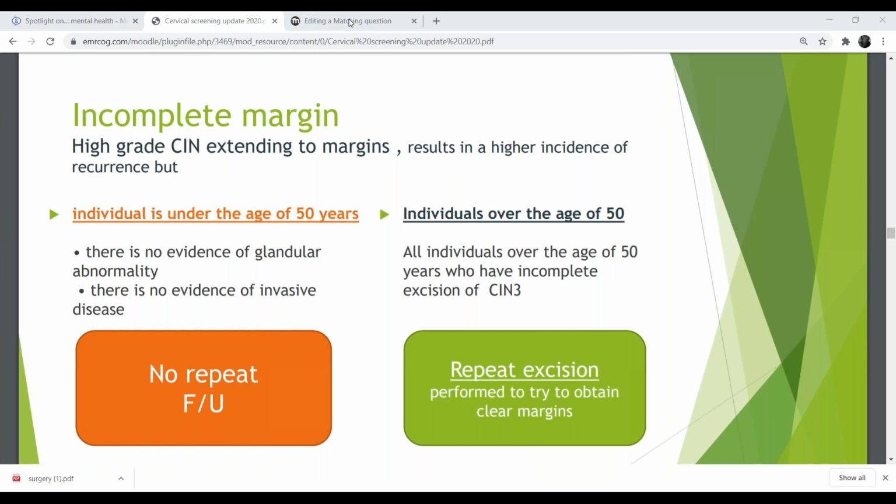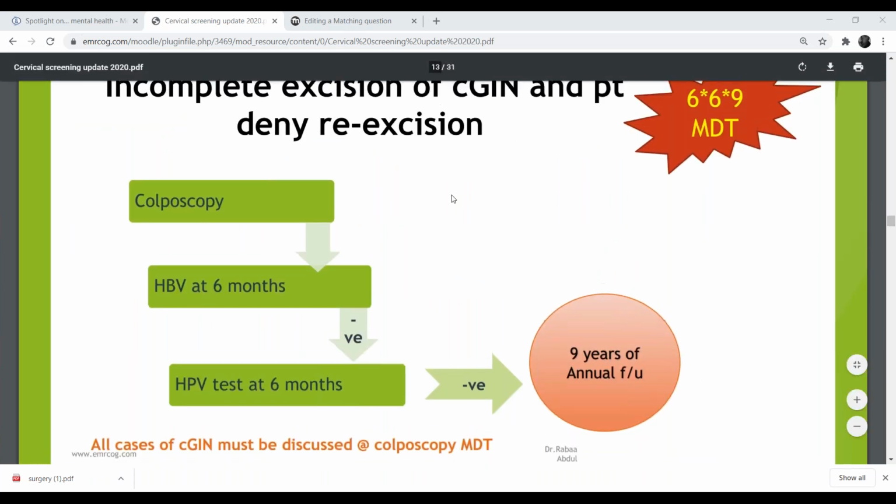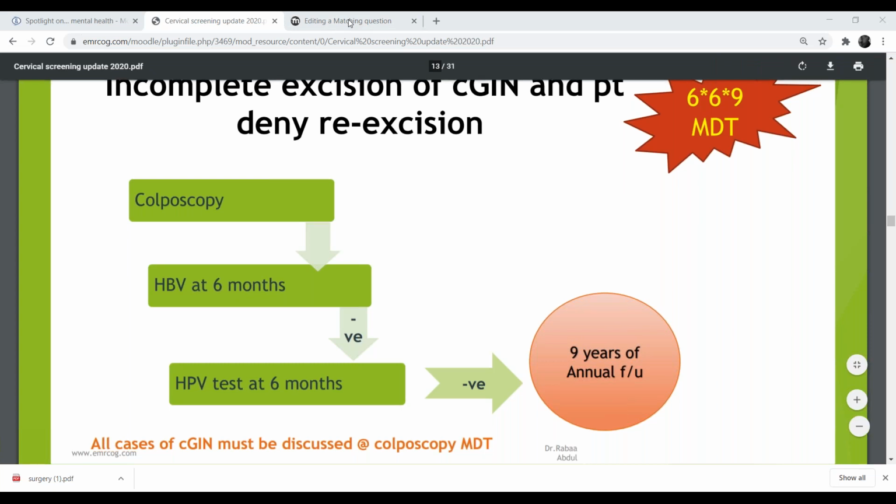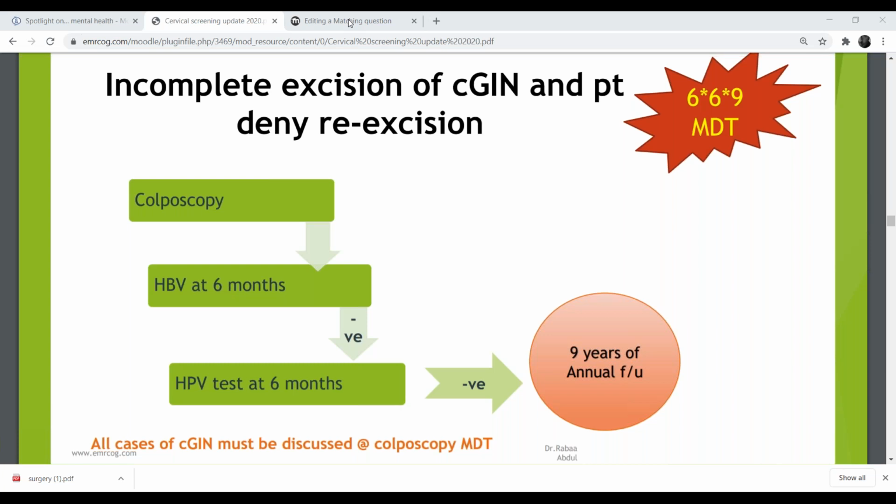Again, patient had primary lesion, CGIN, incomplete excision of CGIN, patient denies re-excision. Please remember the MDT. Patient will need the MDT review every time she comes for the follow-up. So always MDT. Patient will have a colposcopy, then she will have HPV test at 6 months. Then if it's negative, she will have a repeated test in 6 months, and finally, she will be on a long-term follow-up plan of 9 years annual follow-up.